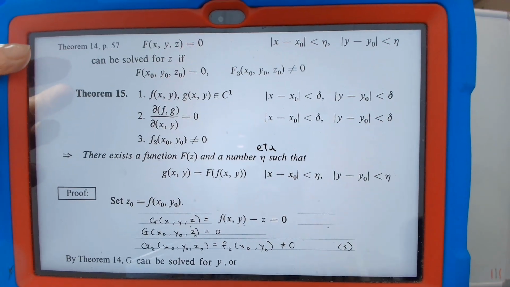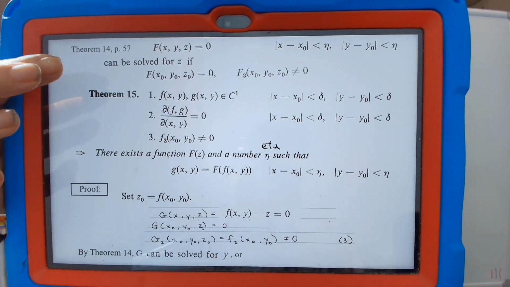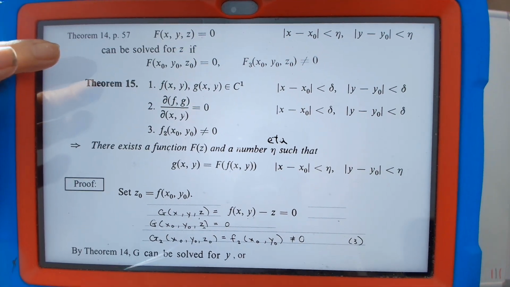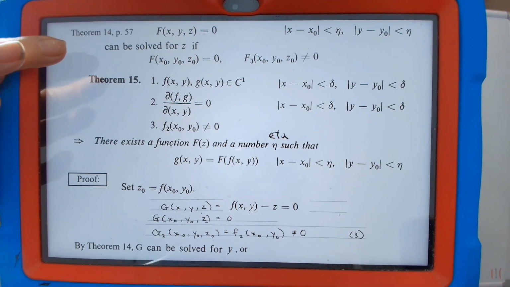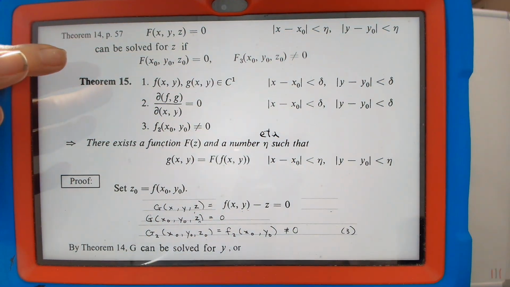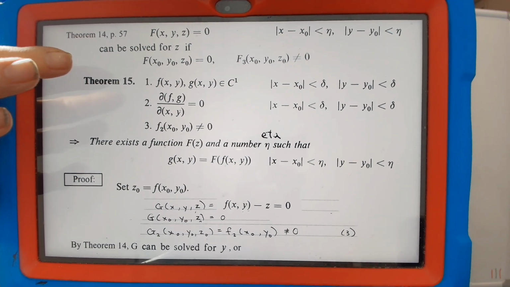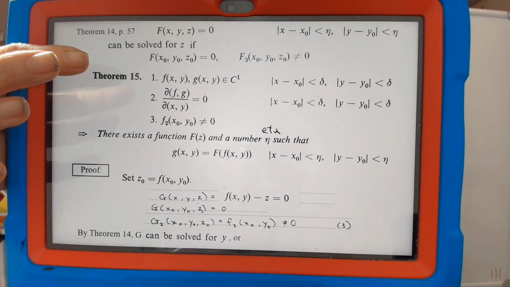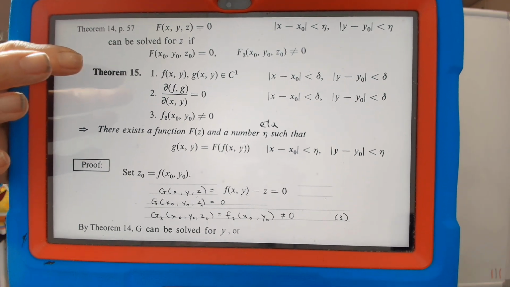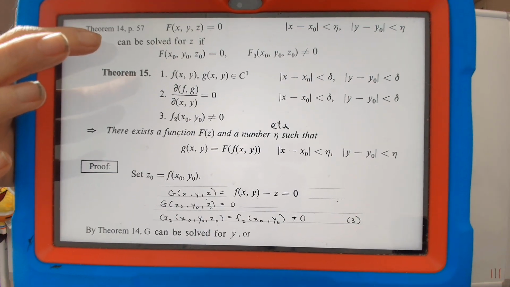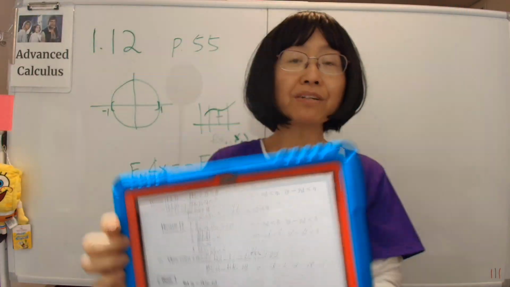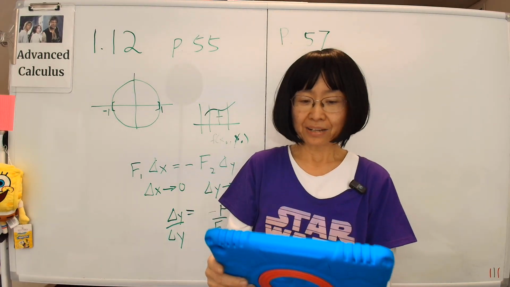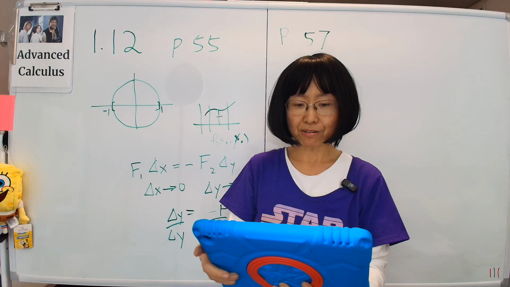Now, first, let's review theorem 14, the one that we just covered, but for 3 variables. Remember that at the end of the theorem proof, it says that for 3 variables, you can still solve for, say, z, if you know that G is 0 at some fixed point x0, y0, z0, and the partial derivative with respect to z is not 0. That is, whatever you are solving for, you need to make sure that the partial derivative with respect to it is not 0. All right, so that's theorem 14.